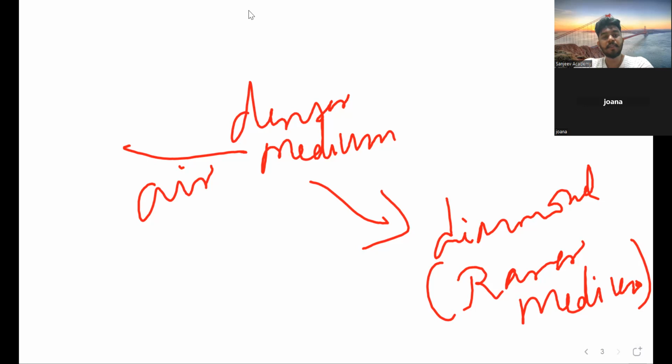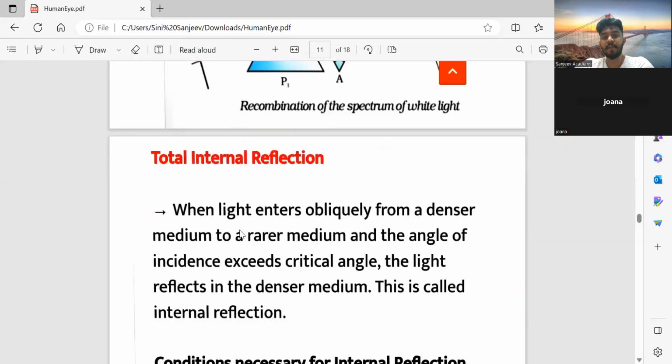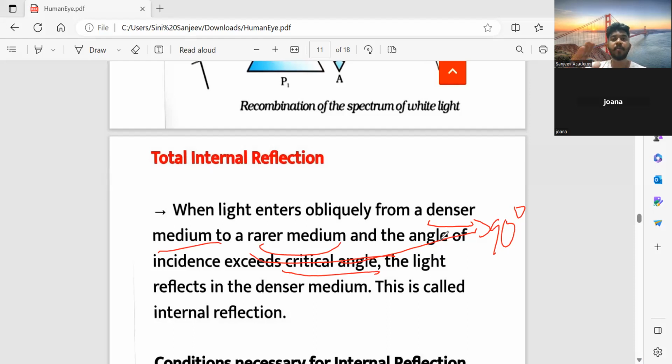Okay, now I'll come back to this total internal reflection. When light enters from denser medium, here it is air, to rarer medium, which is diamond, the angle of incidence exceeds the critical angle. Critical angle is nothing but the angle which is 90 degree. So the angle of incidence is more than 90 degree. Listen, it can be 120 degree, 130 degree, or how much ever. It is more than 90 degree. The light reflects. This phenomenon is called what? Total internal reflection.